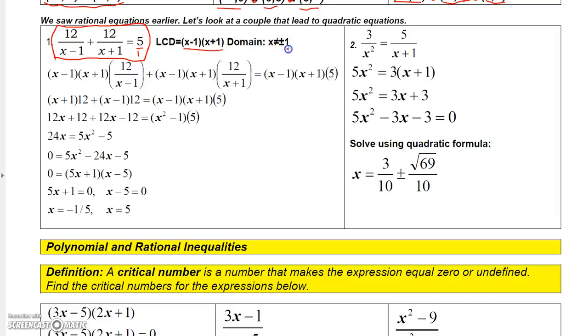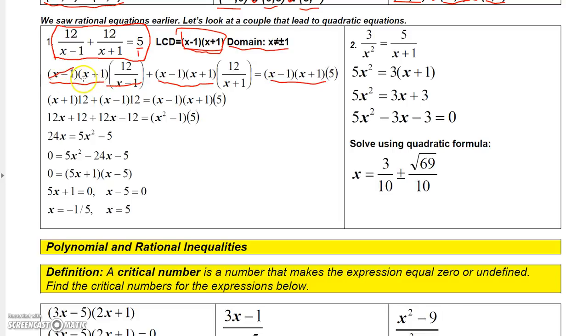Now, I went ahead and mentioned the domain here because obviously if x is 1, then this denominator is 0, and if x is negative 1, this denominator is 0. So that just tells me that my answer cannot include 1 or negative 1. Now, I want to take this LCD and multiply it by each term. So here I'm going to multiply it by the first term, 12 over x minus 1. Here I'm going to multiply it by the second term, 12 over x plus 1. And here I'm going to multiply it by the 5. Okay, so now when I multiply it by the 12 over x minus 1, the x minus 1's cancel.